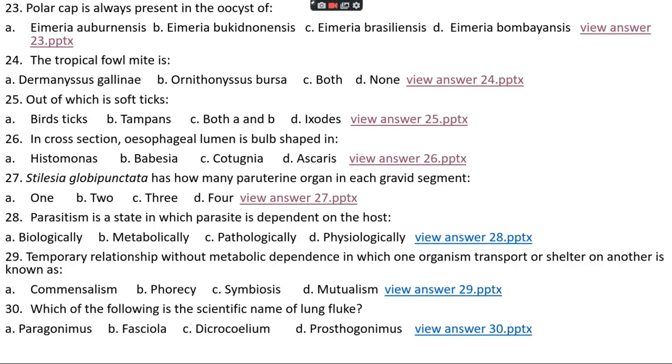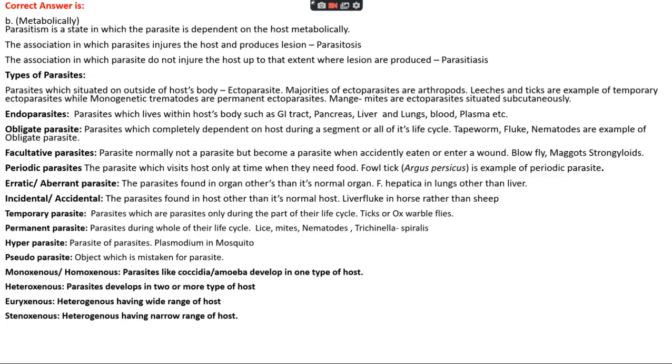Question number 28. Parasitism is a state in which the parasite is dependent on the host. Option A, biologically; option B, metabolically; option C, pathologically; or option D, physiologically. The right answer is option B, that is metabolically. Parasitism is a state in which the parasite is dependent on the host metabolically.